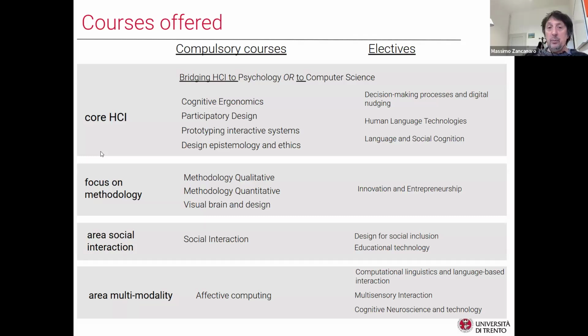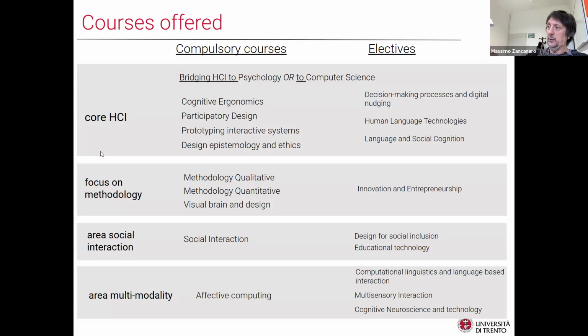And then we have two big areas: one is on designing for social interaction, and the other one is multimodality, let's say. The second one is more technical. It requires understanding of computer science, also capability of programming, of coding, let's say. The other much less. So you are required to take one compulsory course in both.